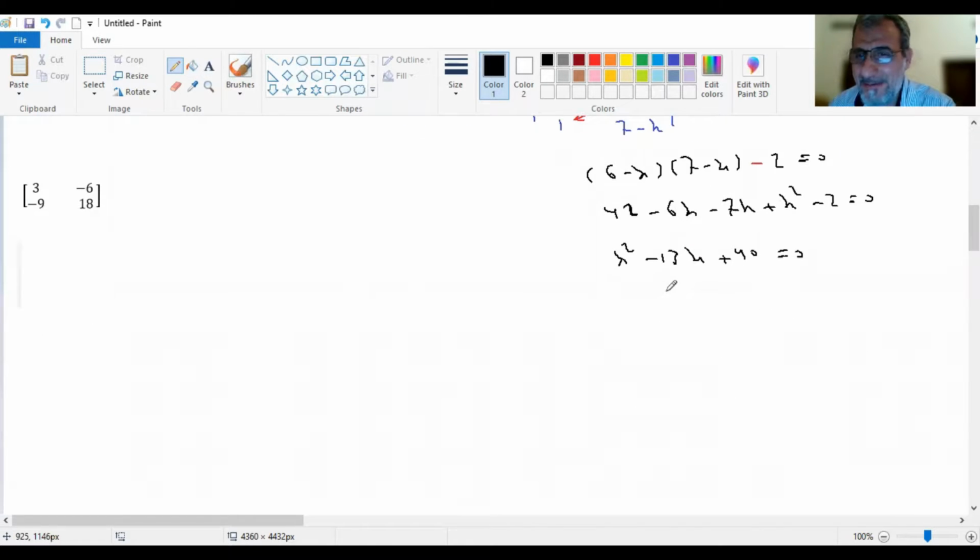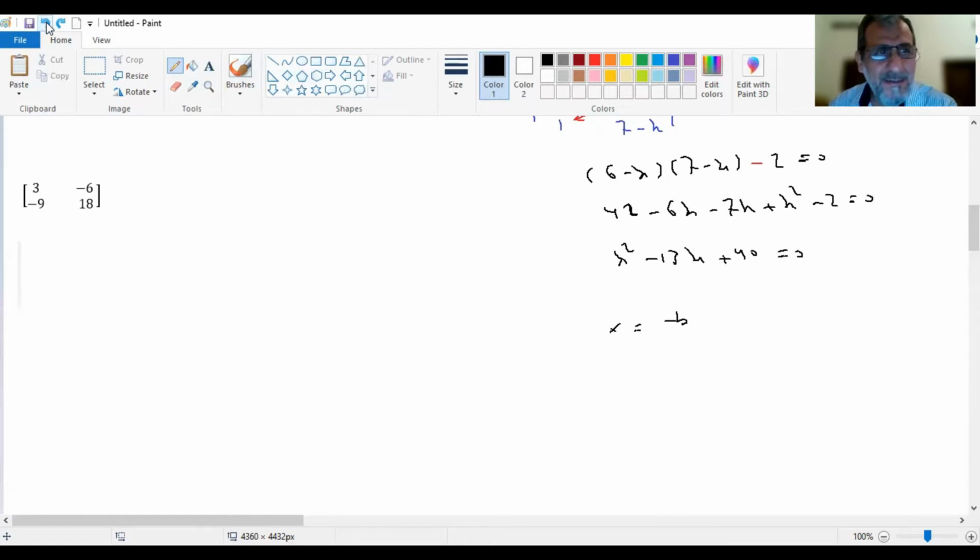Now this can be solved by factoring, or by the quadratic formula, which is x, or lambda, equals negative b plus or minus the square root of b squared minus 4ac, over 2a. To find the lambda, A is 1, B is negative 13, C is 40. Or this can be solved by factoring.